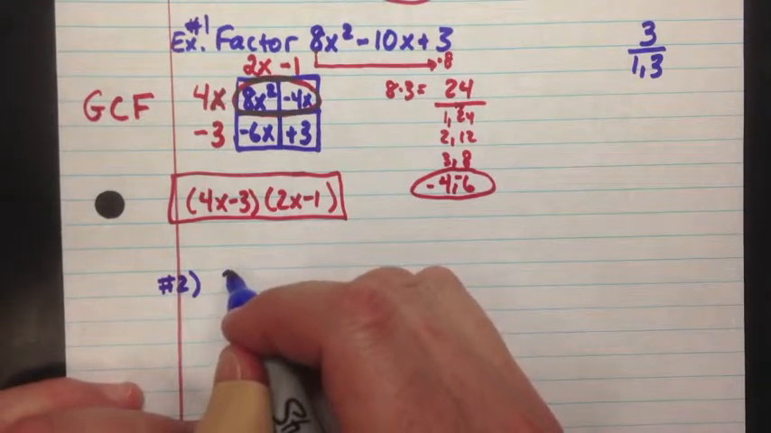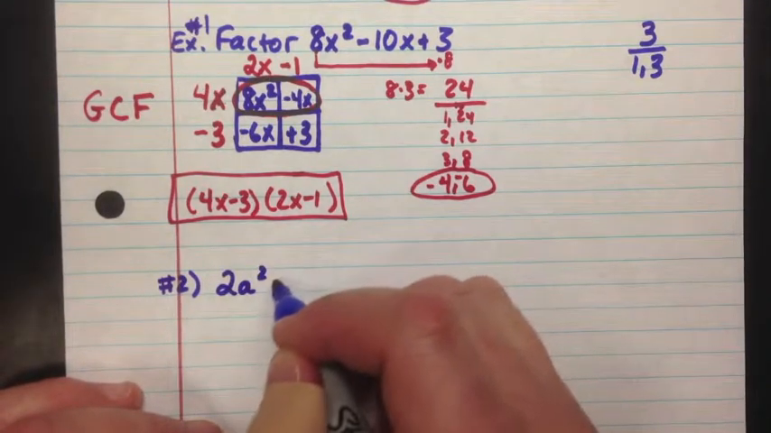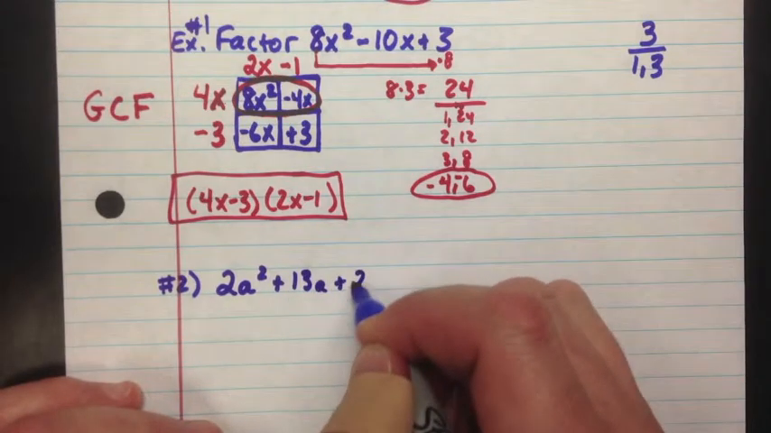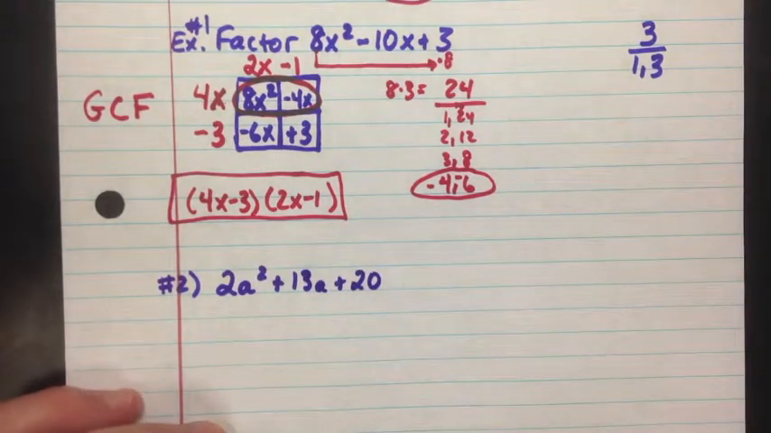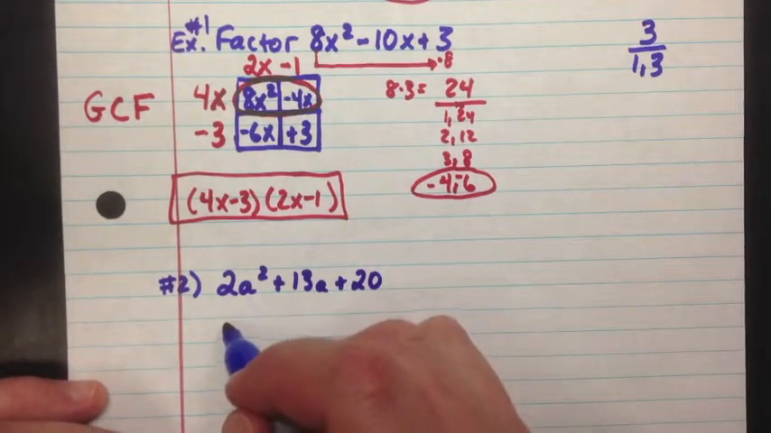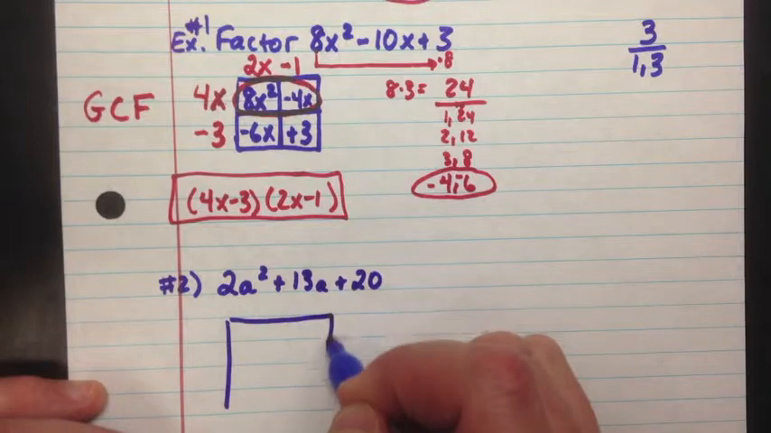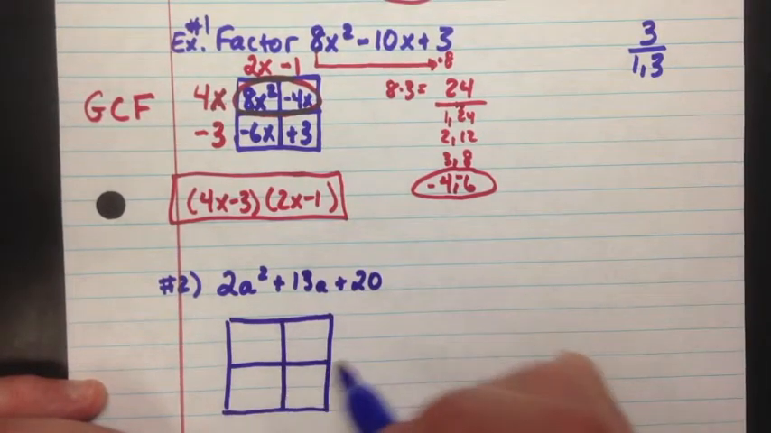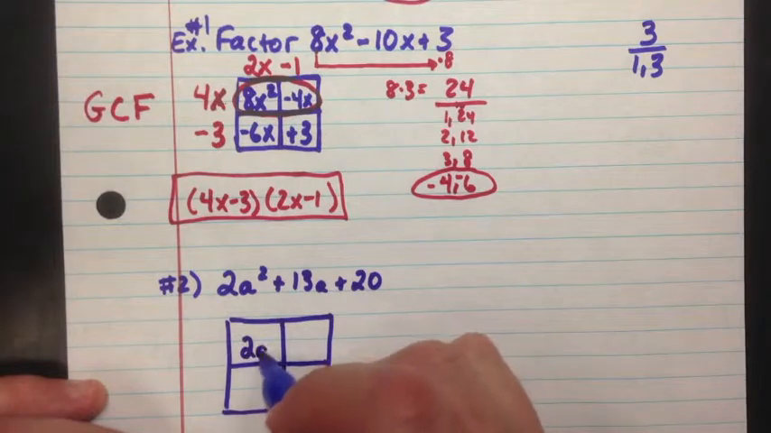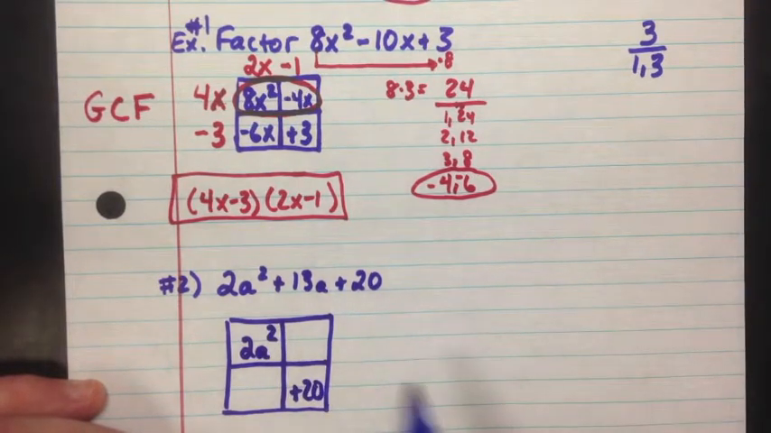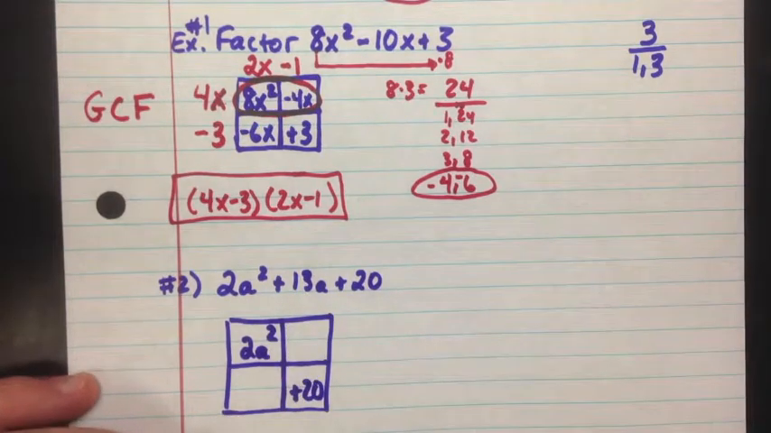Number 2 is 2a squared plus 13a plus 20. 2a squared plus 13a plus 20. Let's go ahead and set up a box. So we have 2a squared plus 20, and we're trying to get a combination here that adds up to 13a.